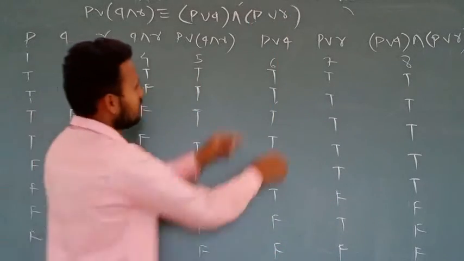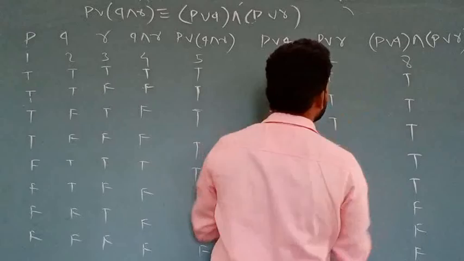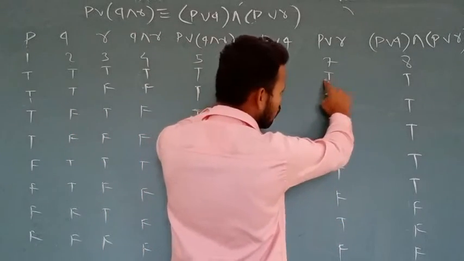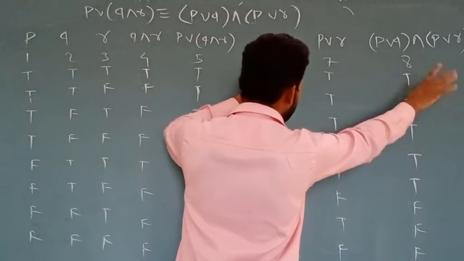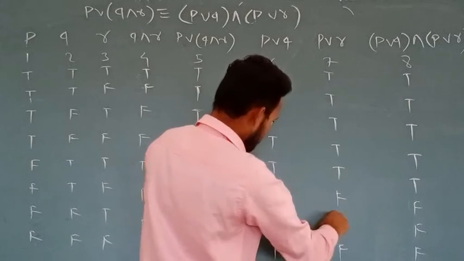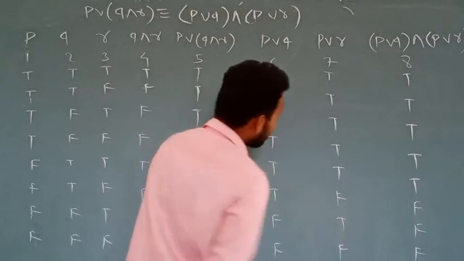And last, between these two statements there is a conjunction. Again a similar procedure: we know that in a conjunction, if both substatements are true, then the conjunction is true, otherwise it is false. Here T, T, therefore T, here also T, this T, here T, and we can write this one false.